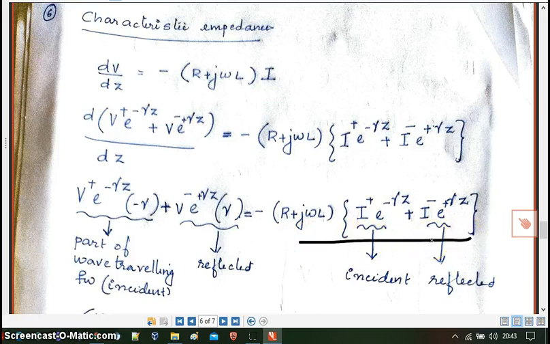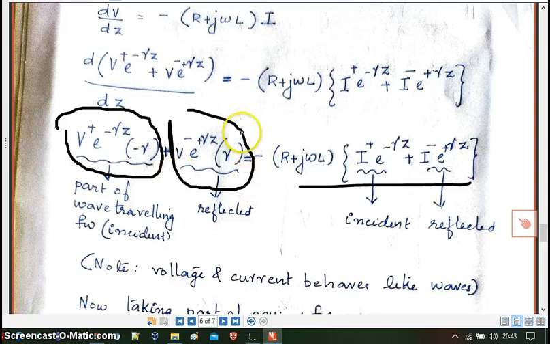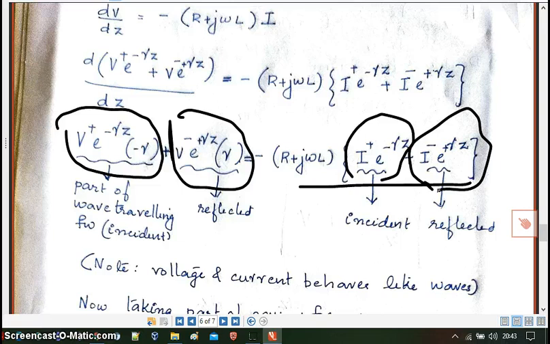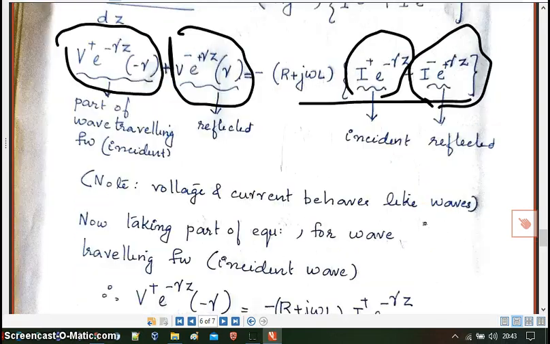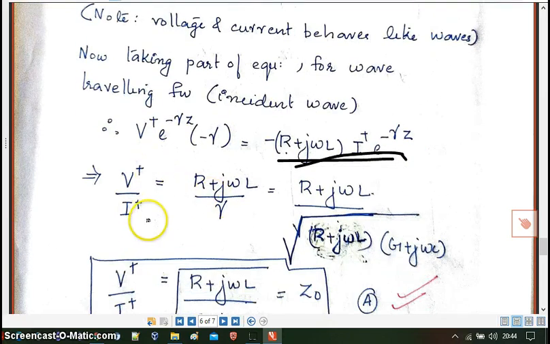Now, as we said earlier, this part represents the incident wave and this part represents the reflected wave. Similarly, here also this term represents the incident wave and this term represents the reflected wave. So I am splitting these terms. First I will be taking that of the incident wave. So V plus exponential minus gamma Z into minus gamma is the term which represents the voltage for your incident wave, and this is the term which represents the current for your incident wave. Then I will be taking the ratio V plus by I plus, that is equal to (R plus j omega L) by gamma.